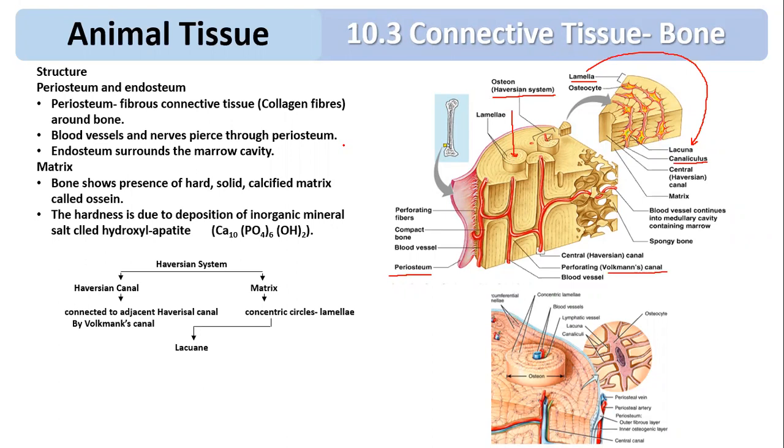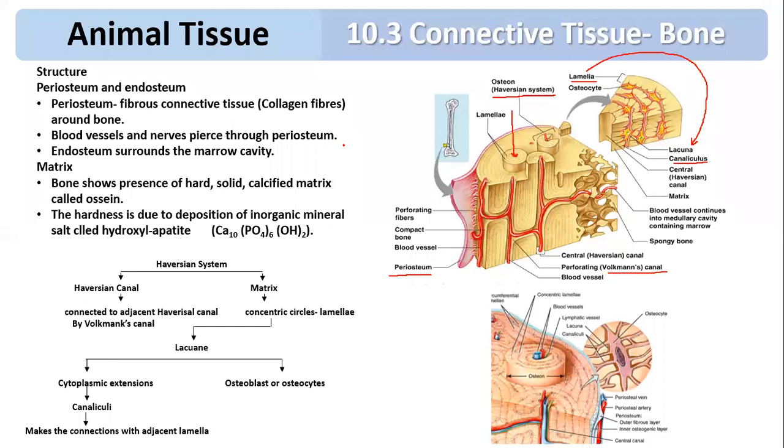So each lamella contains lacunae. Lacuna is a cavity, a fluid filled cavity. That lacuna has two components: the cytoplasmic extensions called canaliculi, and the cells called osteoblast or osteocyte. The canaliculi of one lamella make connection with the canaliculi of the adjacent lamella. So this is all about the structure of the bone. Understood? Okay. Anyone is having any doubt?